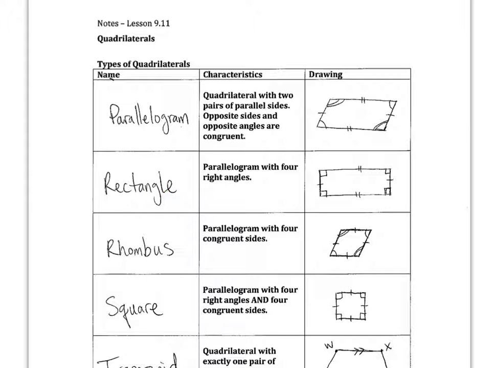A rectangle is a parallelogram with four right angles. So we have 1, 2, 3, 4 right angles. It's a parallelogram because its opposite sides are parallel.